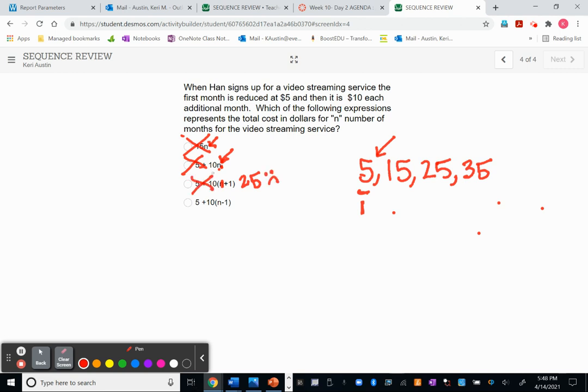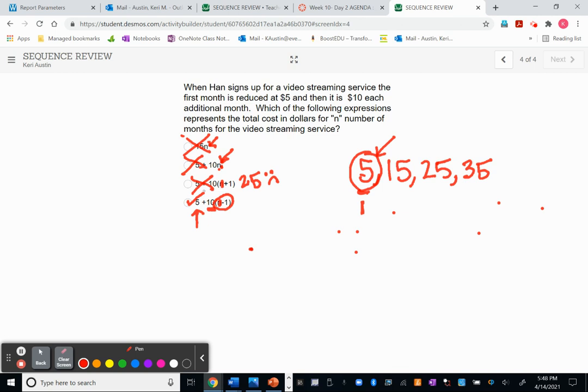But let's understand what the rule says. It says starting with the number 5, I want you to add 10 every time. But do it 1 less time because I don't want you to add 10 the first month. I need it to stay at 5. If you put a 1 in there, 1 minus 1 is 0, 0 times 10 is 0, and you get 5. Now, if you put a 2 in there, 2 minus 1 is 1, 1 times 10 is 10, 10 plus 5 is 15. Okay?